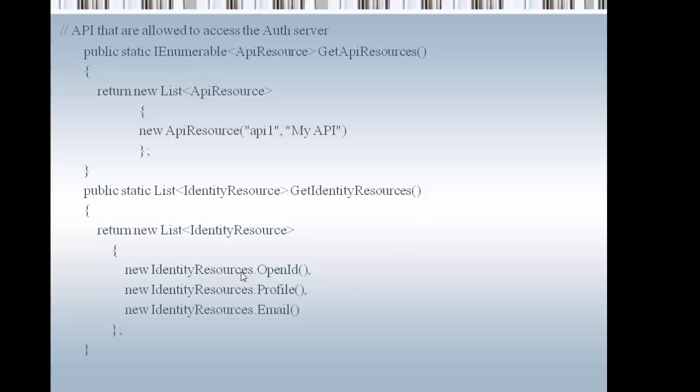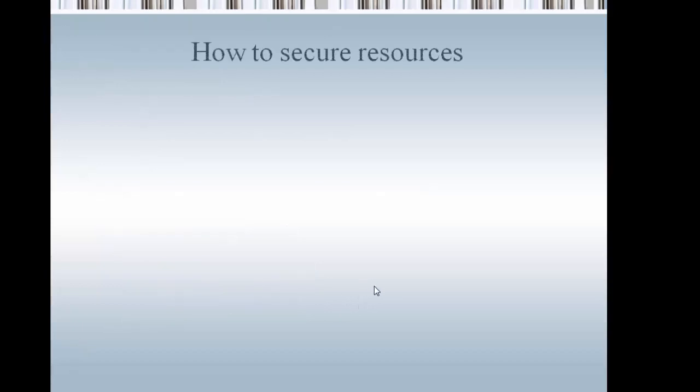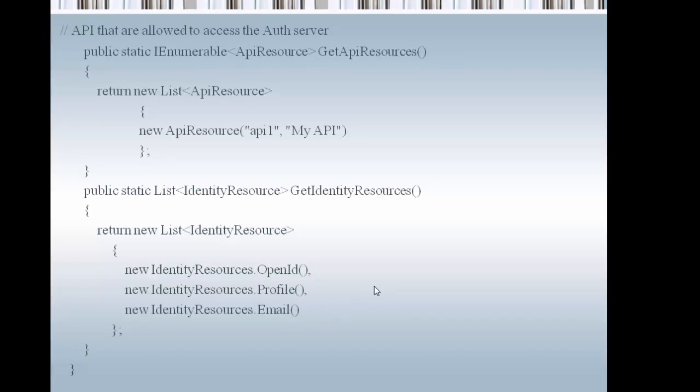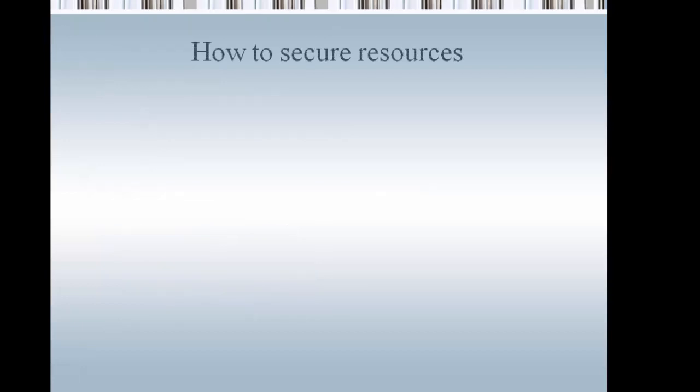Identity resources is the open ID, profile and email. You can also add or remove the email or any other things. That's it. Finish the Identity Server 4 configuration. So this is a very simple configuration. Now next step is how to secure our resources.